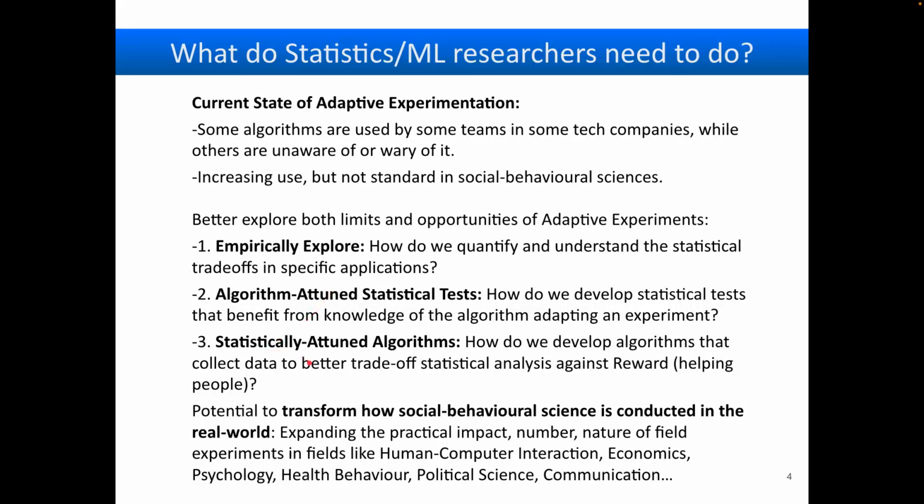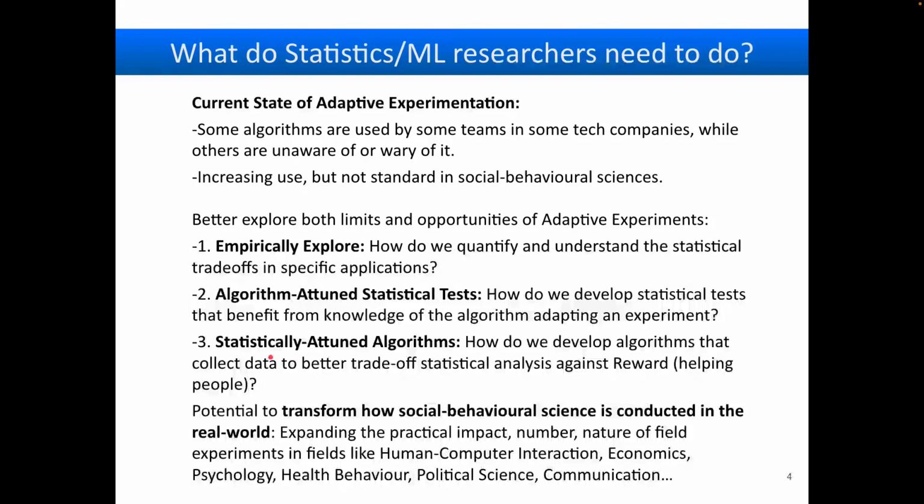Three, how do we have more statistically attuned algorithms? How do we, and machine learning researchers, develop algorithms to collect data that better trade off the statistical analysis against reward? And by reward here, I mean helping people. Reward is the positive outcome when you give someone the explanation that actually is higher rated or helps learning more.